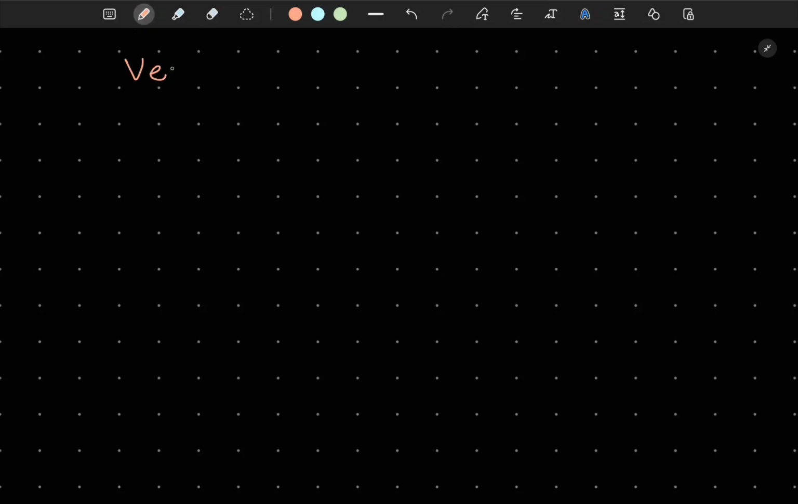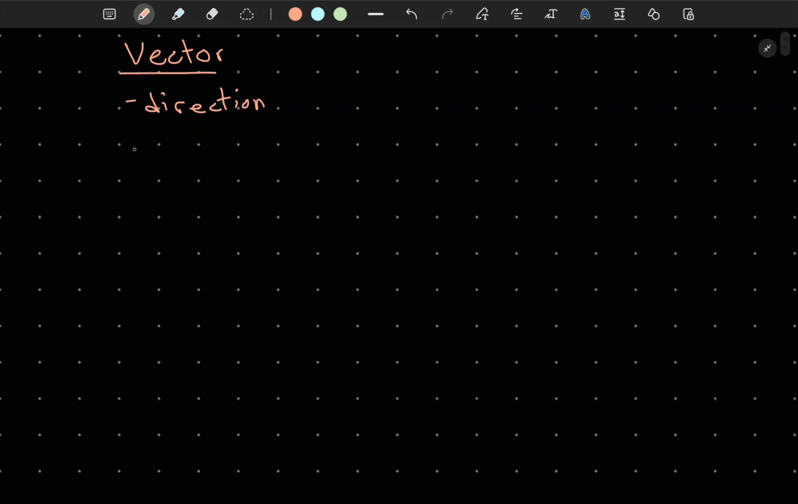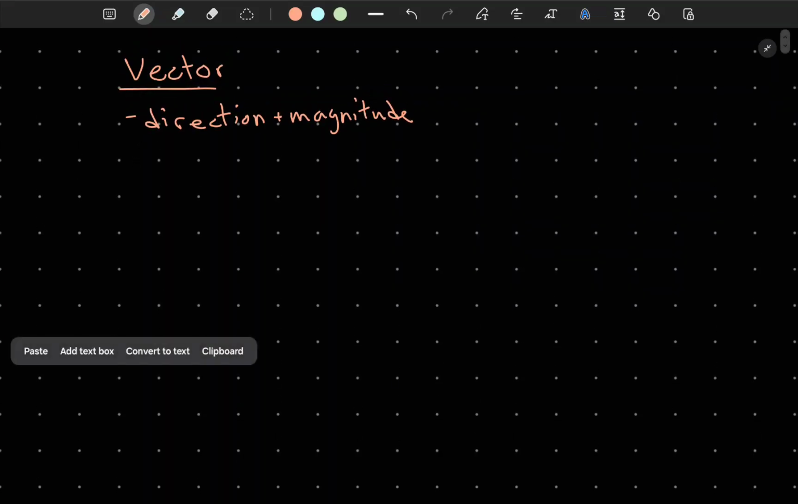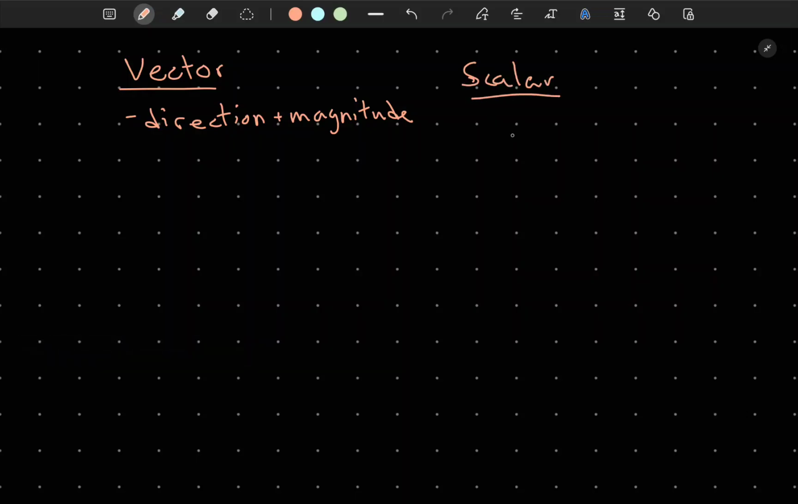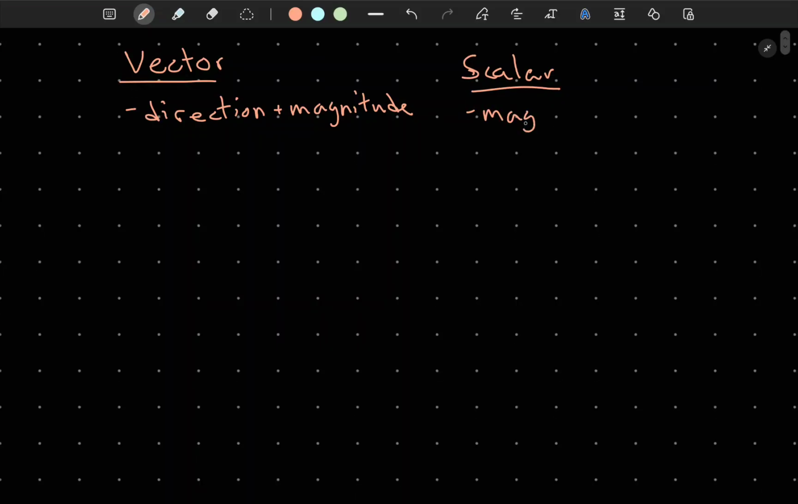So a vector quantity is something that has direction and magnitude, while a scalar only has a magnitude, so it's only a value. And it's important to remember this because an example of a vector would be something like velocity, while an example of a scalar would be speed.